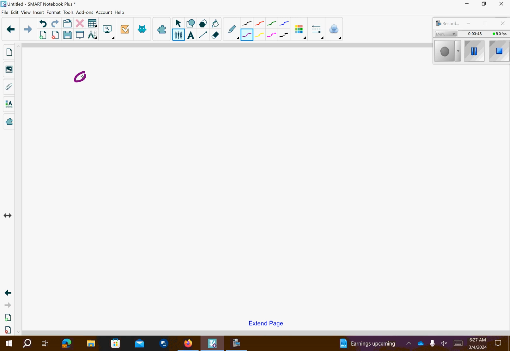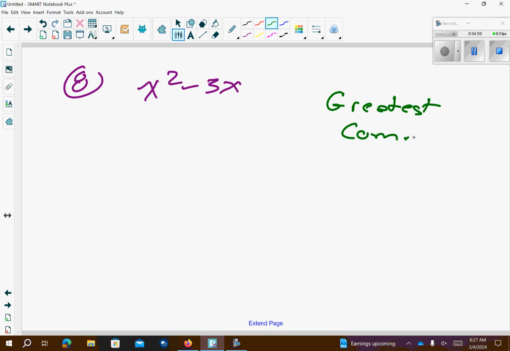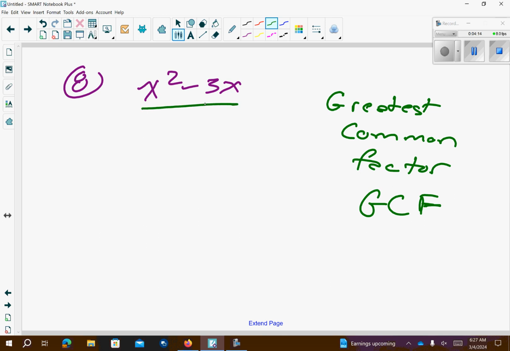Now let's take a look at number 8. Number 8 is just going to look like this. It doesn't look like any that we've been dealing with. We only have 2 terms. So first off, do we have a greatest common factor? Greatest common factor. We will refer to this often as GCF. That's the acronym for greatest common factor. So you take a look. What do I have in common between them? It appears I have an x between them. And if I factor an x out of x squared, I'm left with that. If I factor an x out of negative 3x, I'm left with this. That's my answer. It's all done.